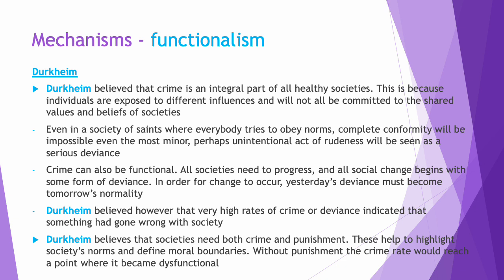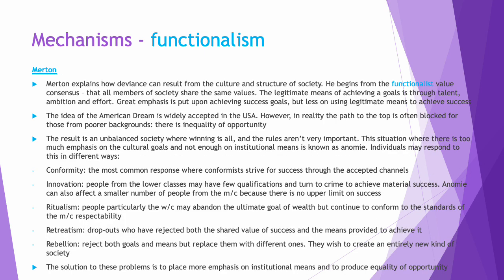Durkheim believes that societies need both crime and punishment. These help to highlight society's norms and define moral boundaries. Without punishment, the crime rate would reach a point where it became dysfunctional. Merton explains how deviance can result from the culture and structure of society.